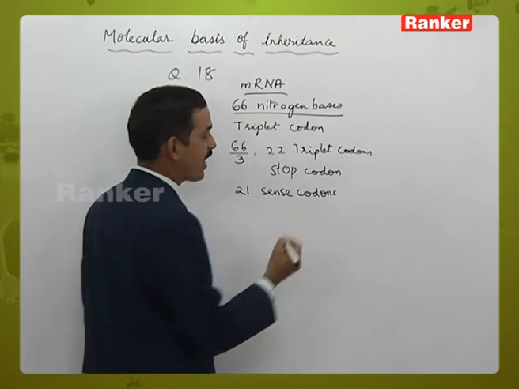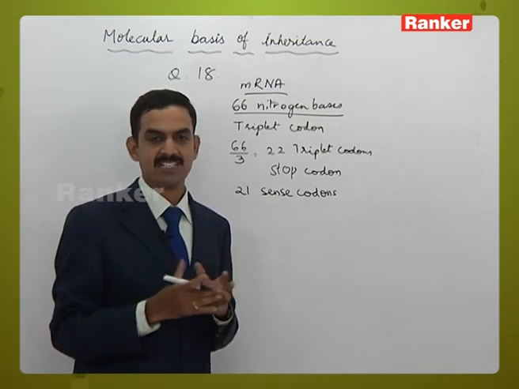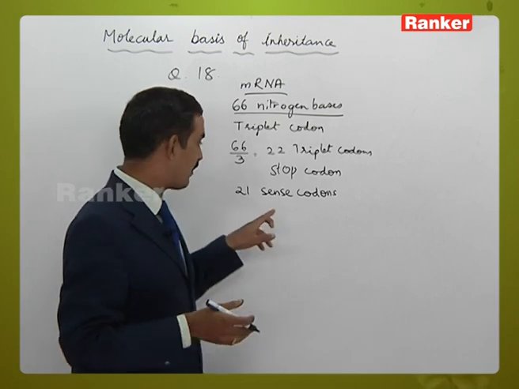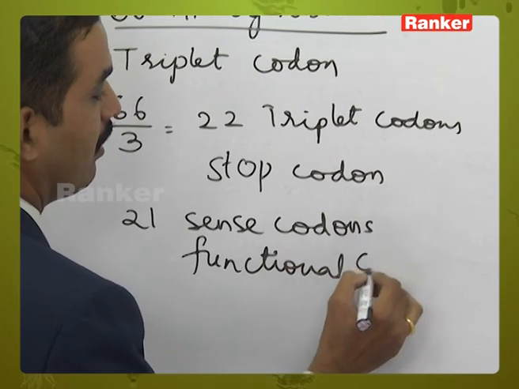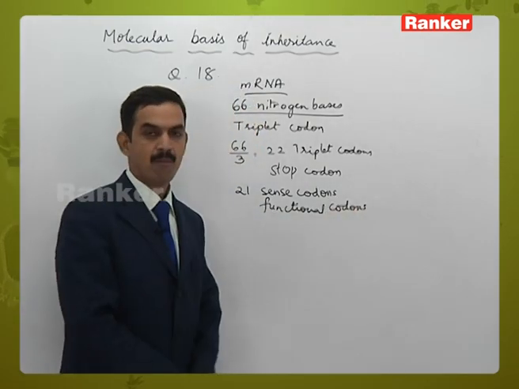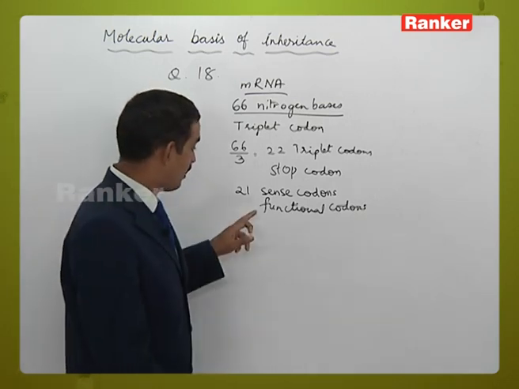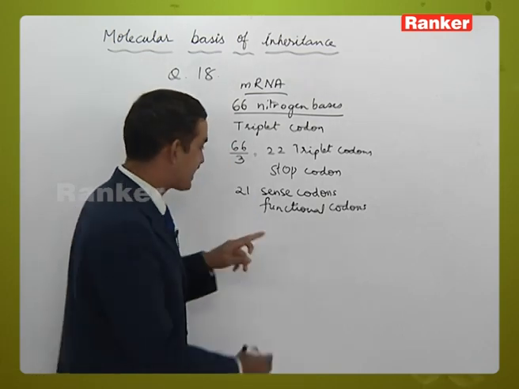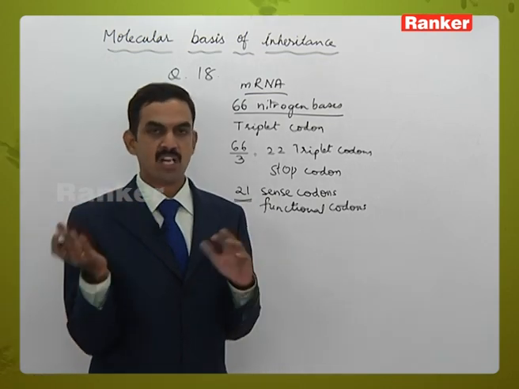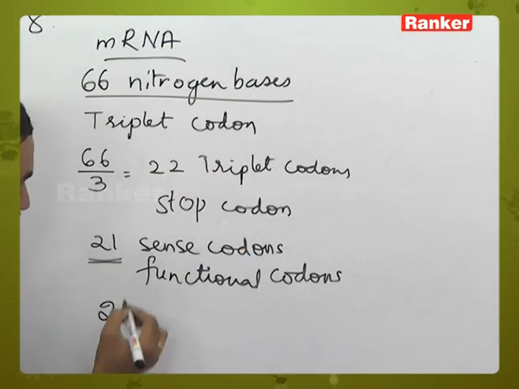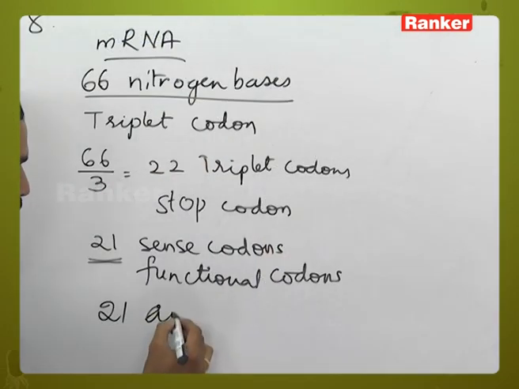What is the meaning of sense codons? These codons specify at least one amino acid. So sense codons are nothing but the functional codons which are specific for amino acids. And here the question is related to functional codons and amino acids. As I said, all sense codons or functional codons are specific to amino acids. So the number of amino acids formed in the protein chain when these 21 are present is 21 amino acids.